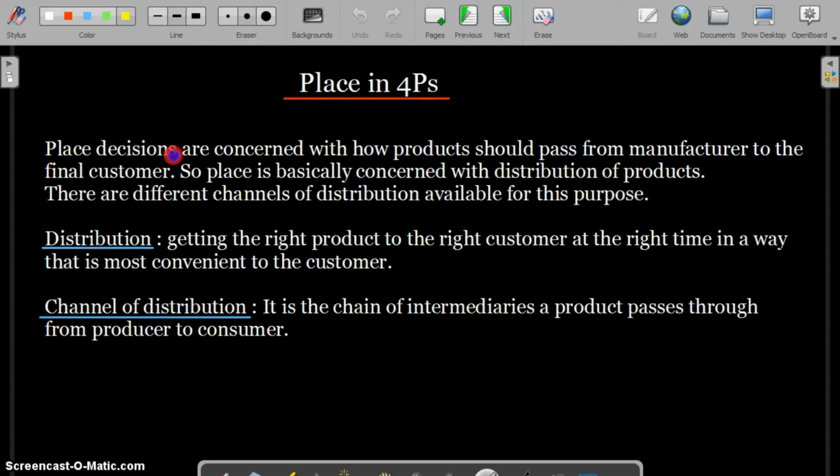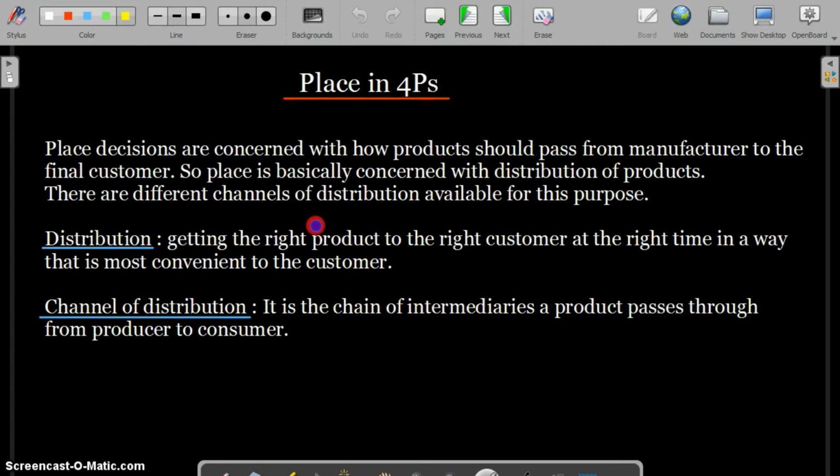Like what is the channel of distribution that the product goes through in order to reach the final customer from being manufactured. So place is basically concerned with distribution of products. It's not about the placement, it's about how the product reaches its desired place. It's not about the location of the business. It's just about how the product is supplied to its desired location.